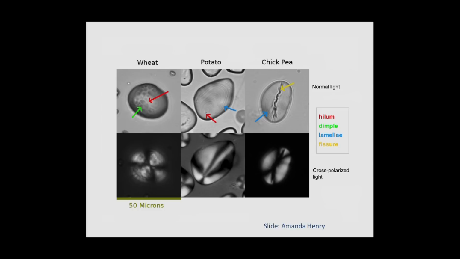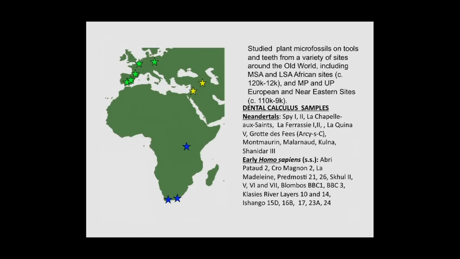And also the other characteristic is when you put them under cross-polarized light, as in the bottom picture, there's a very distinctive pattern of extinction crosses. So we studied plant microfossils on teeth and on the associated tools from a whole lot of sites in the Old World, and I'll just go by this, but just so that you can see that it covers everything from 50 degrees north to 25 degrees north, and then down to 28 degrees south in South Africa. And we have starch grains on a large number of teeth from the sample.